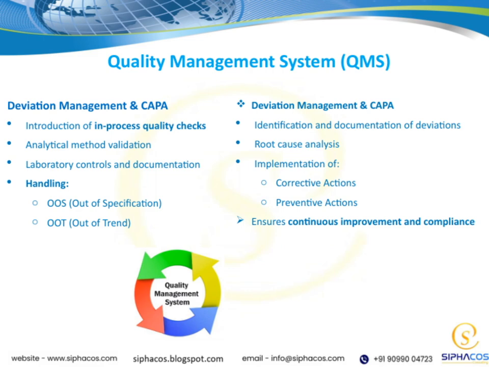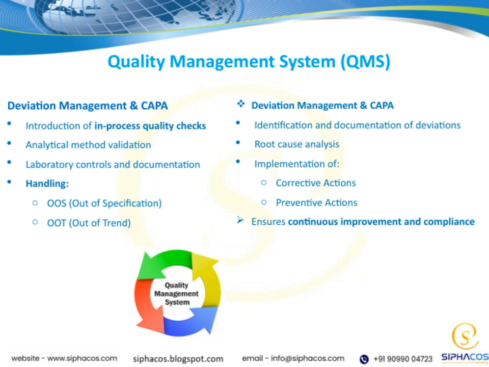This leads us to implementing corrective actions, which address the immediate issue, and preventive actions, which help us avoid similar problems in the future. Together, these steps ensure continuous improvement and help us maintain compliance with regulatory standards. Now, within our quality management system, or QMS, deviation management is integrated with other controls like in-process quality checks. These checks help us catch issues early before they escalate.